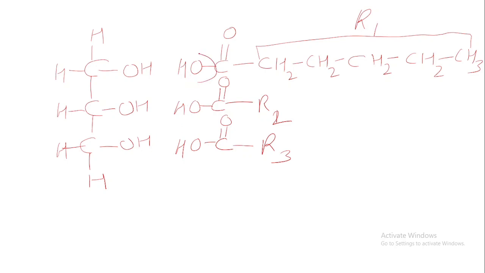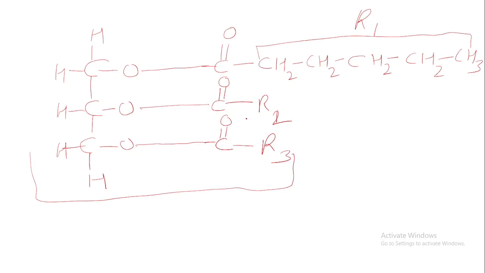So, when the reaction occurs between glycerol and fatty acid, a water molecule is removed and the fatty acid gets attached to the glycerol molecule. This is how the reaction occurs and this is how 3 fatty acids are attached to the glycerol molecule. This whole structure is known as a triglyceride. So this is the structure of a triglyceride.